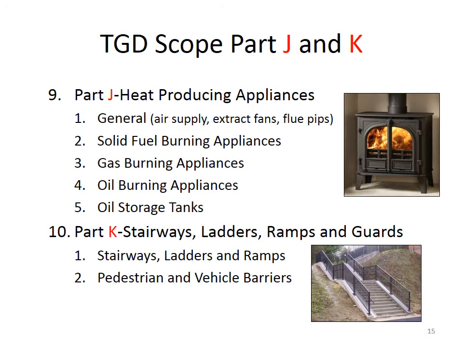TGD scope of part J. Number 9 there, part J, heat producing appliances. The kind of content we'll see in there is general information on air supply, extract fans and flue pipes for heat producing appliances, solid fuel burning appliances, that's ordinary fireplaces and stoves, gas burning appliances, oil burning appliances, and also information on oil storage tanks, types, sizes, requirements and where and how they should be positioned.